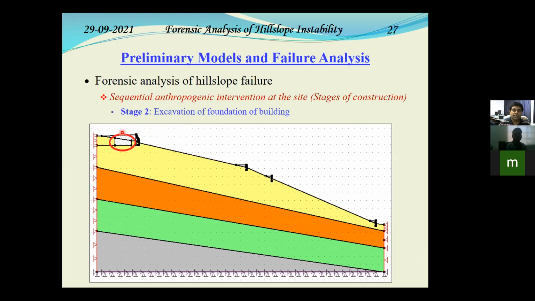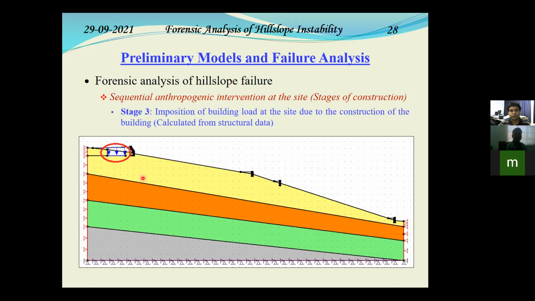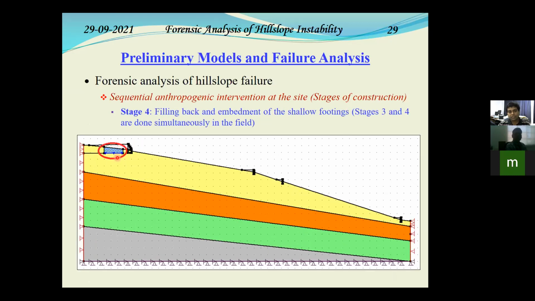Stage 2 is the excavation of the foundation of the building, that workshop and storehouse. So we removed the soil from here based on the foundation details which we have obtained from the site. Now, after you remove or excavate this soil mass, you will construct the building. So that means building load will be imposed. So stage 3 is the case where the building load is imposed. And after you have constructed the foundation, you need to backfill the soil mass there. You cannot leave the foundation open. So stage 4 is the case where the backfilling of the soil mass in the excavated area was done.